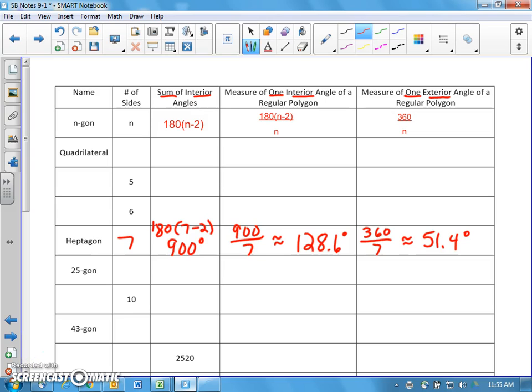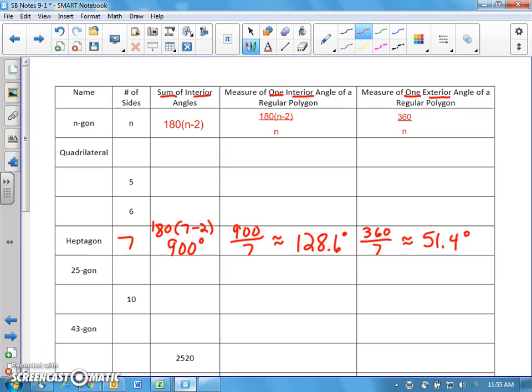Feel free to stop the video and go do your lines for your quadrilateral and your polygons with 5 and 6 sides. Your name on each one of these, if it's got 20 sides or less, you should have a specific name for it. If you don't know the name, you have the power of the internet to figure that out.